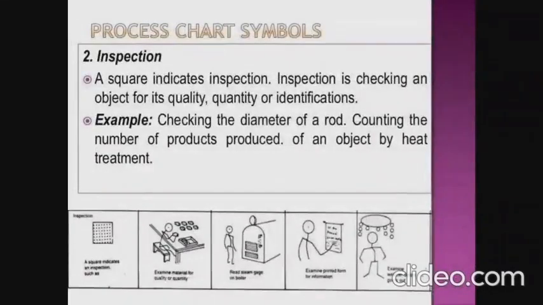The second symbol is inspection. First point, a square indicates inspection. Inspection is checking an object for its quality, quantity or identification. Second point, examples: checking the diameter of a rod, then counting the number of products produced. These are some examples of inspection. So this is all about the inspection symbol.